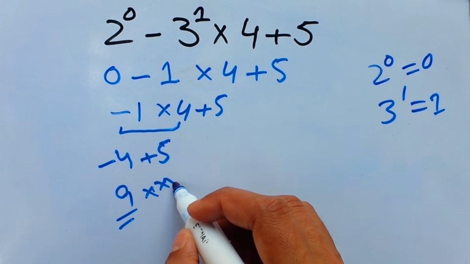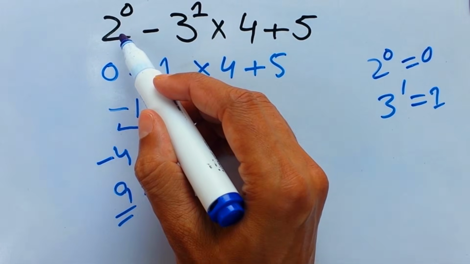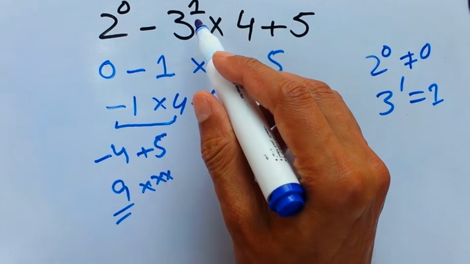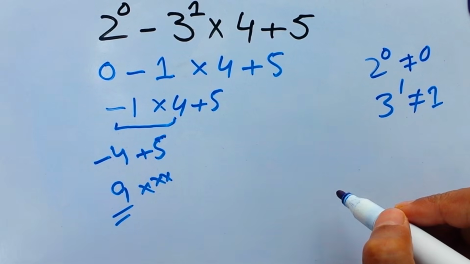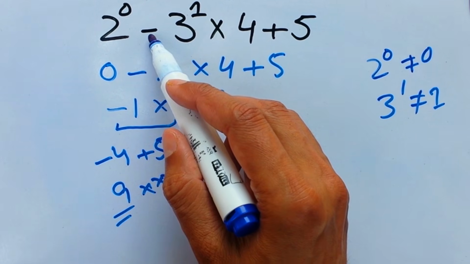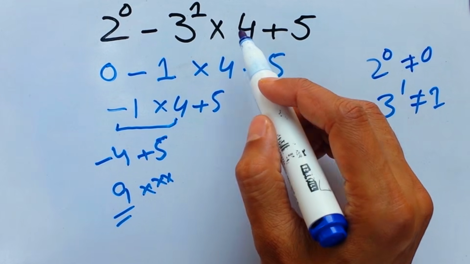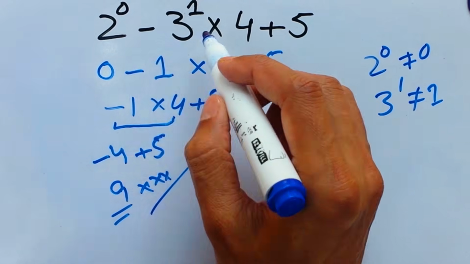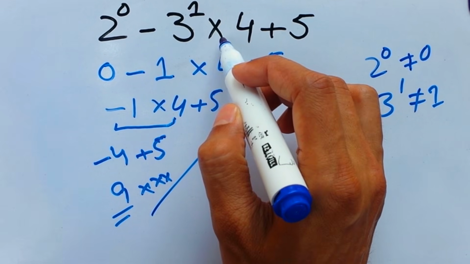But this is wrong. Why? Because 2 to the power of 0 is not equal to 0. 3 to the power of 1 is not equal to 1, right? And multiplication must be done before subtraction and addition, but after exponent. So first of all exponent, then multiplication, right?